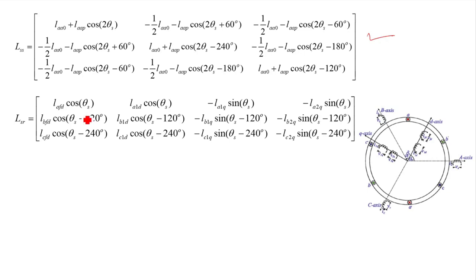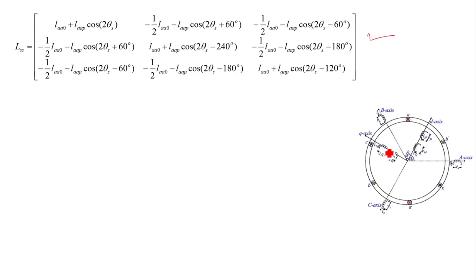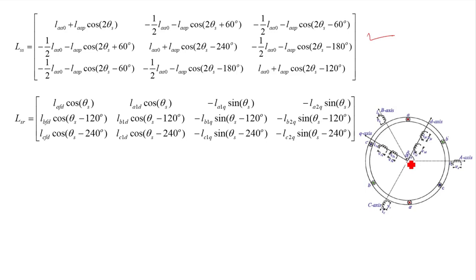In a similar fashion, we can easily find it out, and that will be LAFD cos theta s, LA1D cos theta s, because the angle between this D axis coil, FD or 1D, with respect to the A axis is theta s only. So I can simply write LAFD cos theta s, LA1D cos theta s, minus LA1Q sine theta s, because it is nothing but LA1Q cos of theta s plus 90 degrees. So it ultimately becomes minus LA1Q sine theta s. Similarly, with respect to 2Q, it will be minus LA2Q sine theta s.